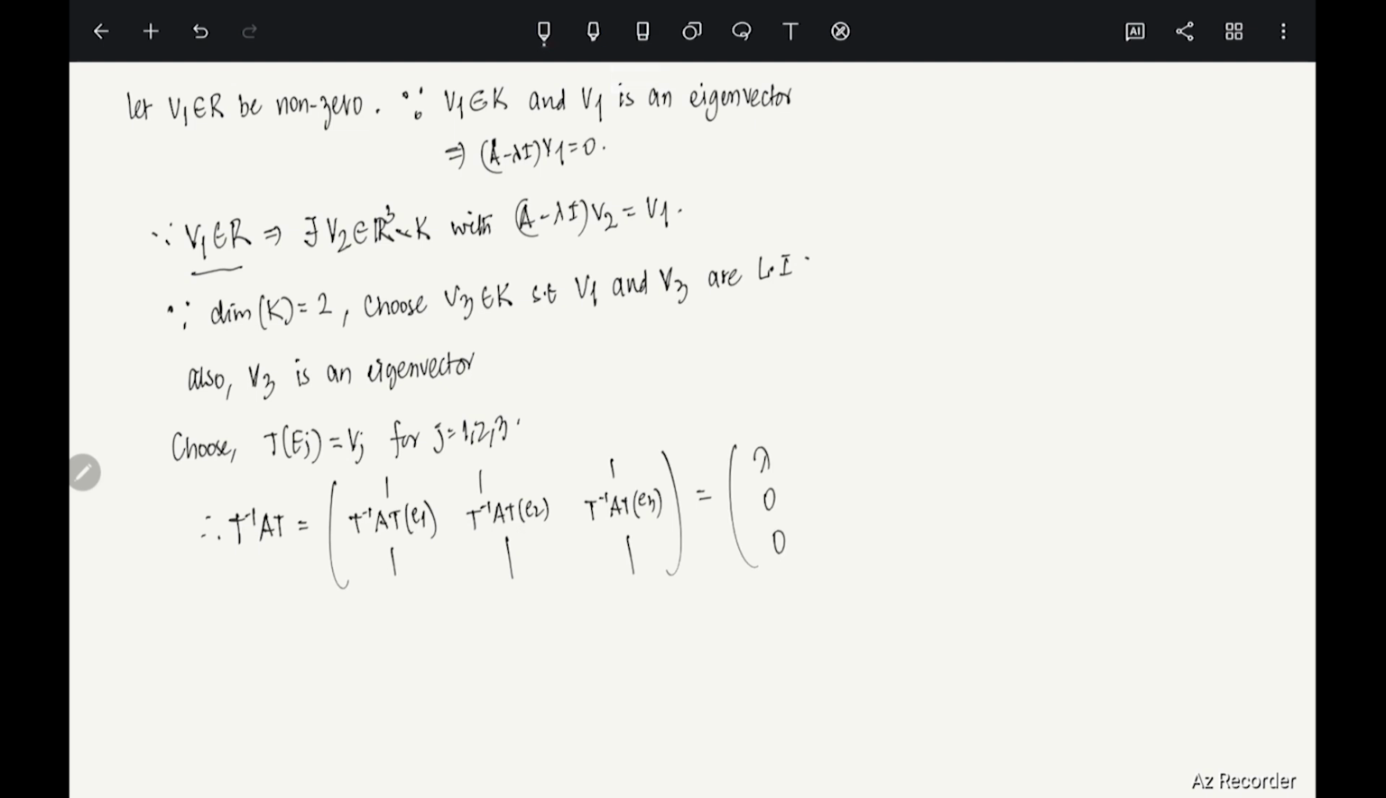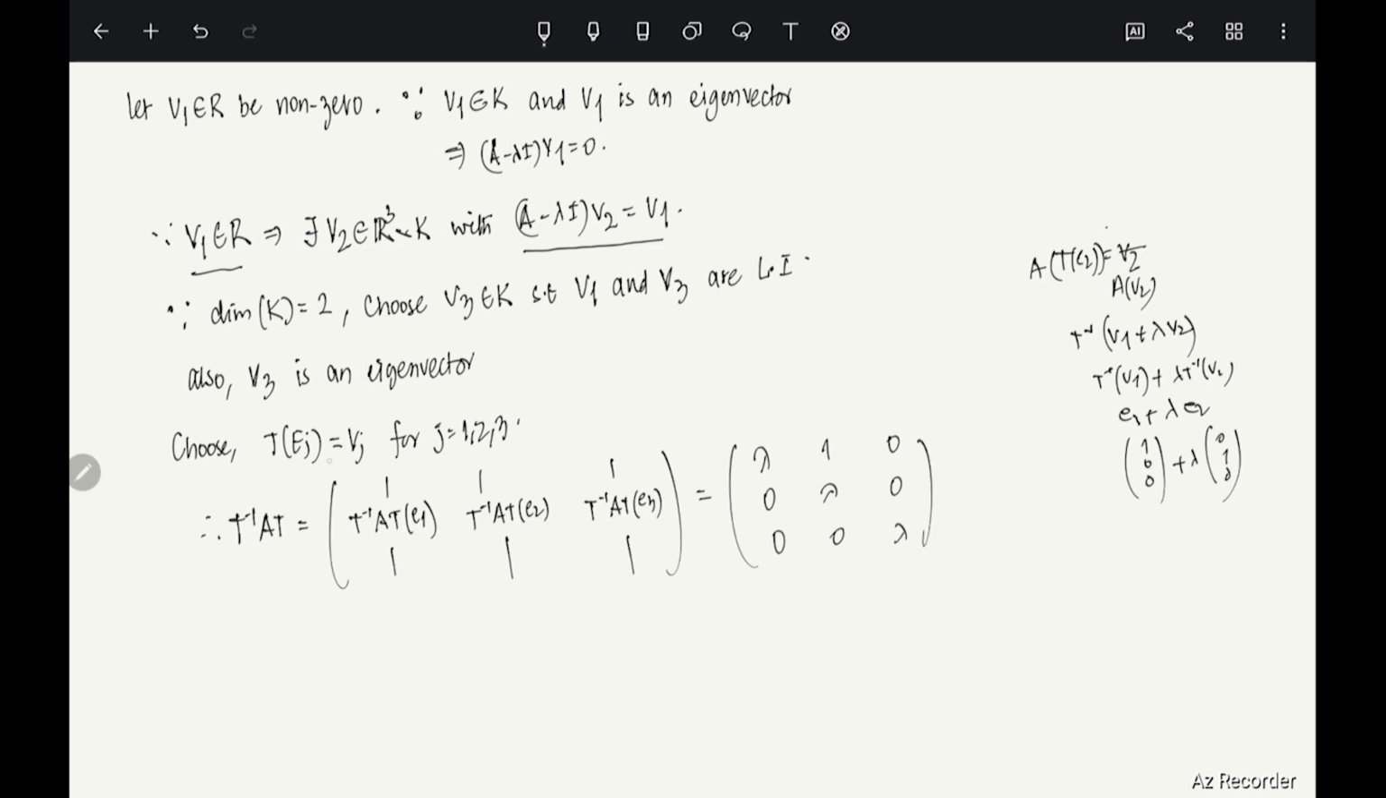Again, T of E2 is V2. A of T E2 is A of V2, which is V1 plus lambda V2. Now T inverse of V1 plus lambda V2 is T inverse of V1 plus lambda times T inverse of V2, which is E1 plus lambda times E2. So it is 1, 0, 0 plus lambda times 0, 1, 0, giving 1, lambda, 0. Similarly, the last one becomes 0, 0, lambda.